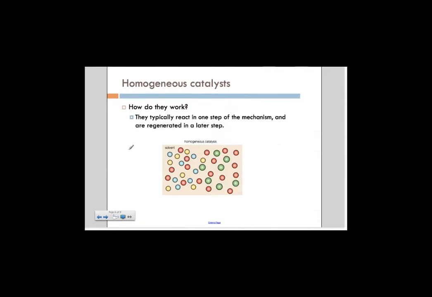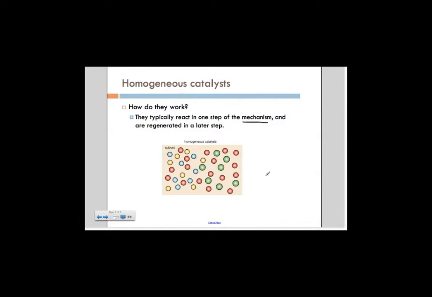So the mode of action, remember that's the main objective for the screencast, is sort of how they work. If your catalyst is homogeneous, usually what happens is that the catalyst will react in one step of your mechanism and then is regenerated in a later step. And remember, especially for HL, we talked about different reaction mechanisms.